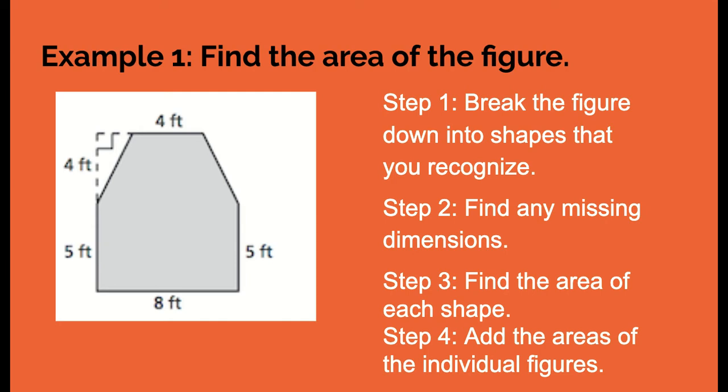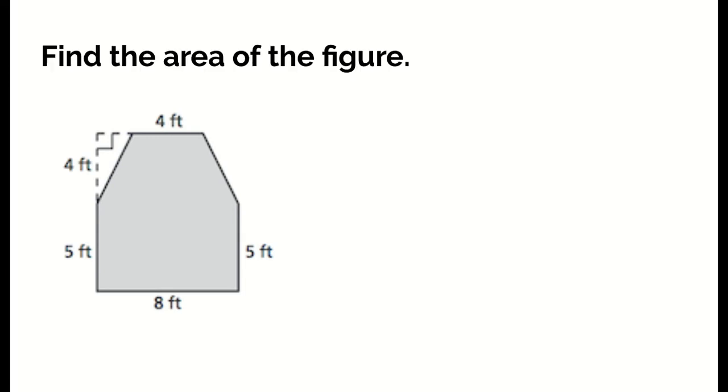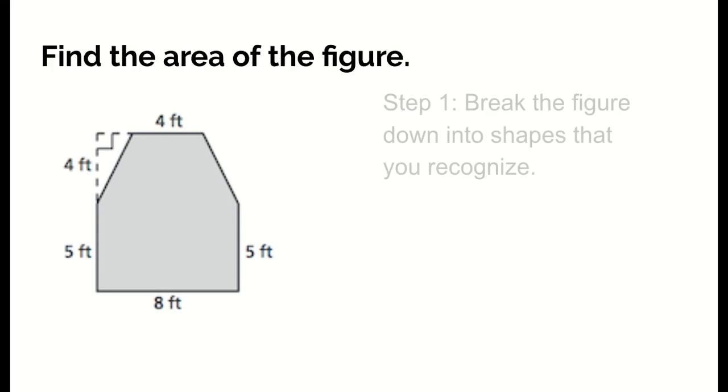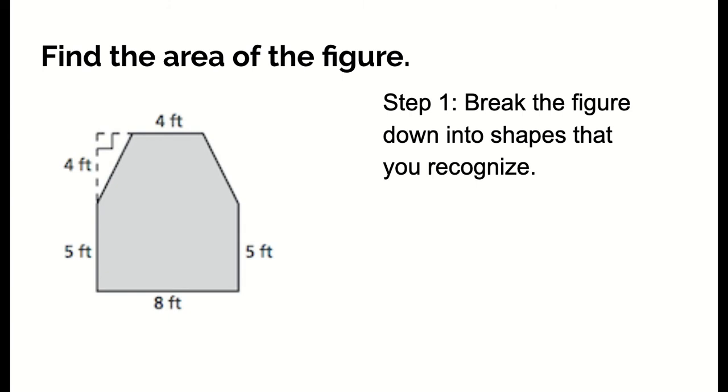So we're going to do example 1 together, where you are going to find the area of this figure. We're going to follow these steps. We're going to break the figure down into shapes we know, then find any missing dimensions, then find the area of each shape, and then add the areas together to find the total area. So first is step 1. Break the figure down into shapes that you recognize. Now I would draw a line right here and break this into a trapezoid and a rectangle.